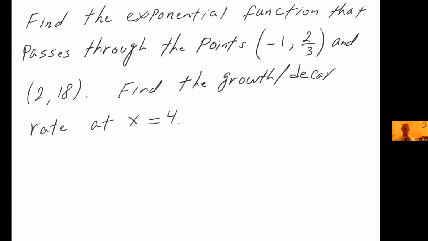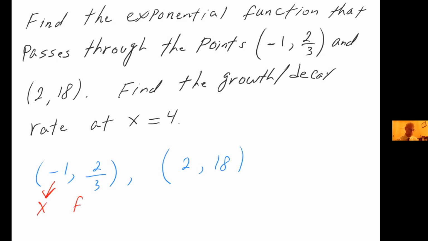All right, so let's start with the points that we have. We have -1 as input, so 2/3 is output, and 2 as input, 18 is output. So when -1 is my x, f of x is 2/3, and when 2 is my x, f of x is 18. Let me go to the next page and continue.